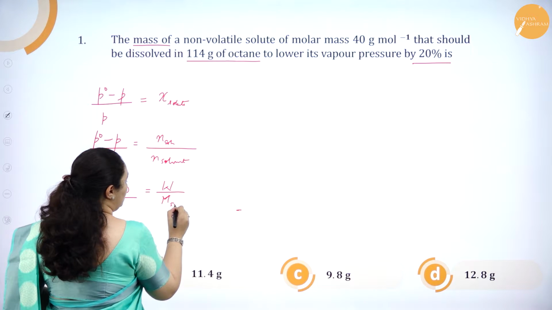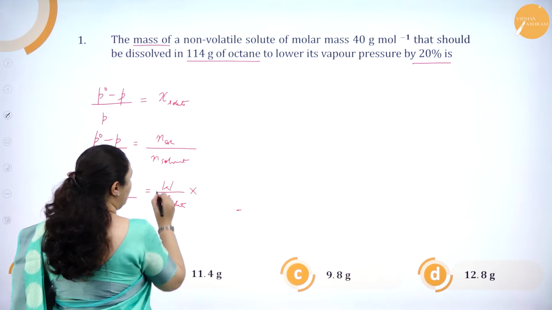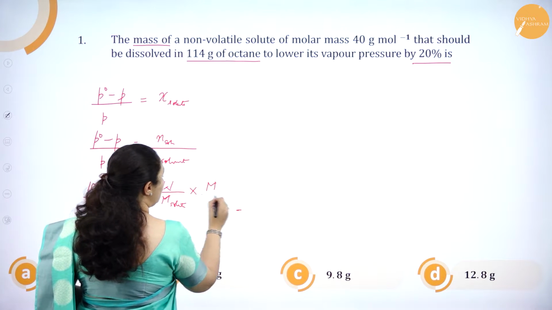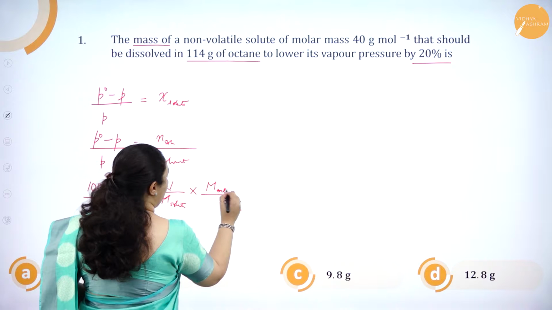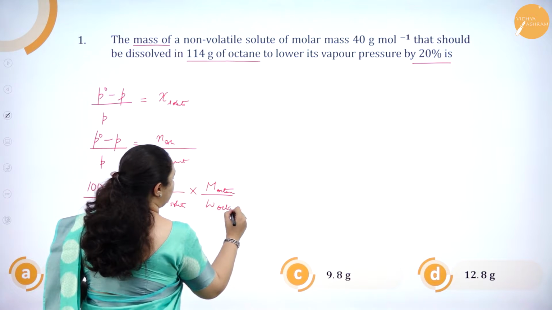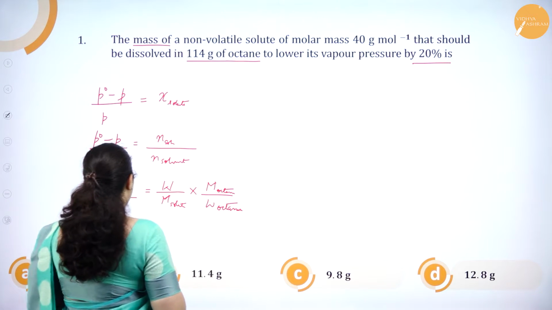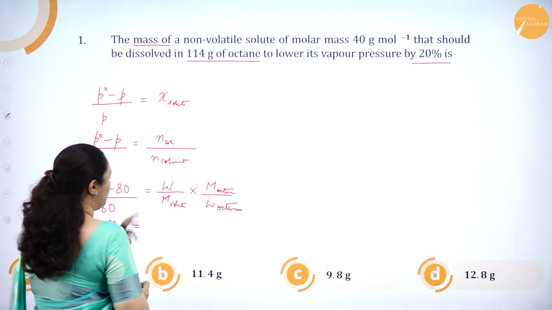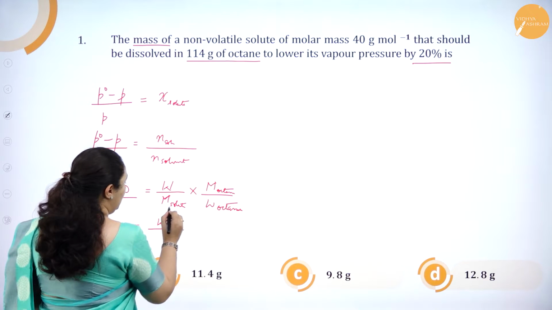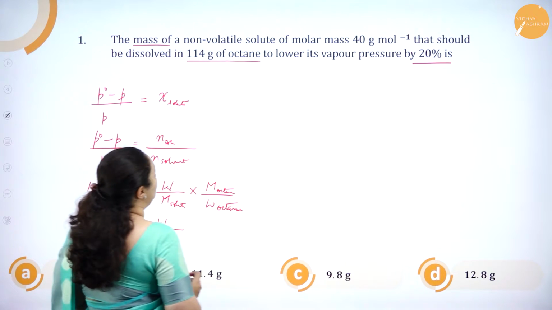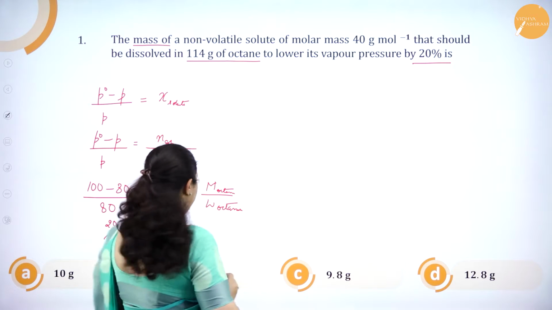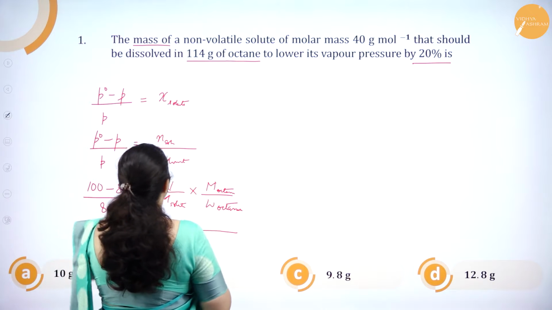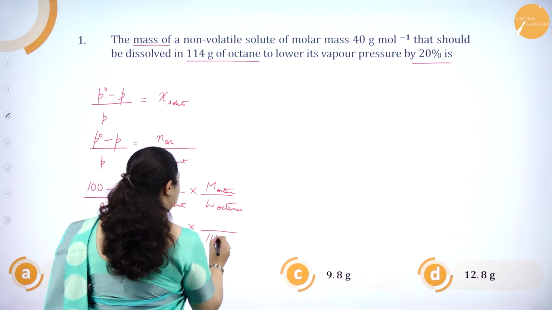Molecular mass of solute into, that is what is there in the denominator, I shall reciprocate, that is molar mass of octane by mass of octane. Okay, so this is 20 by 80 is equal to W I need to find out. Molar mass of the solute is 40, it is given. Also molar mass of octane I need to find out. Mass of octane is 114.